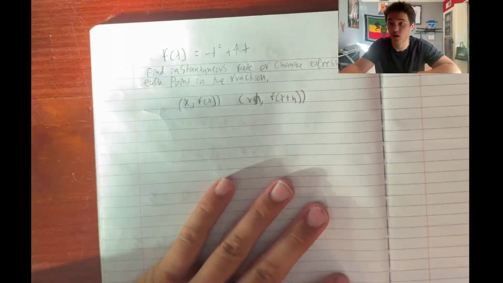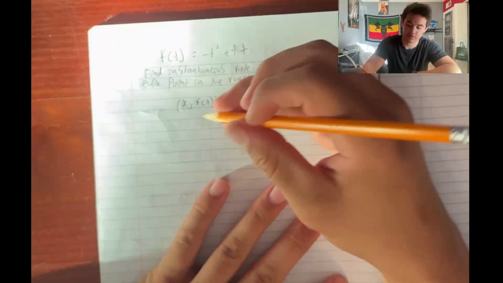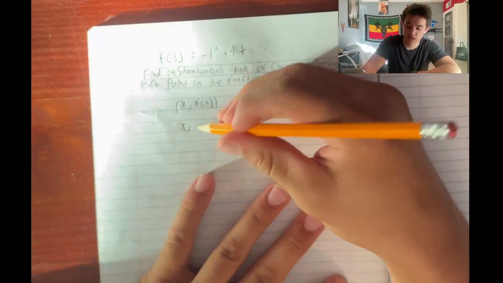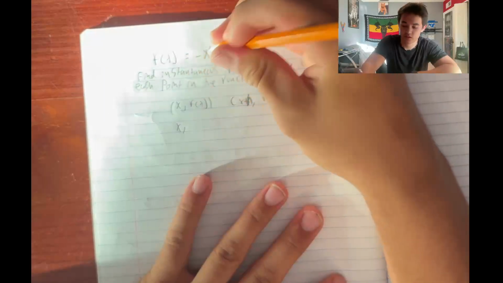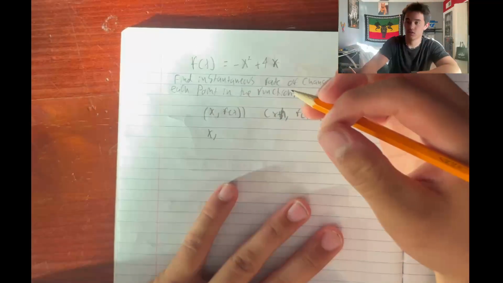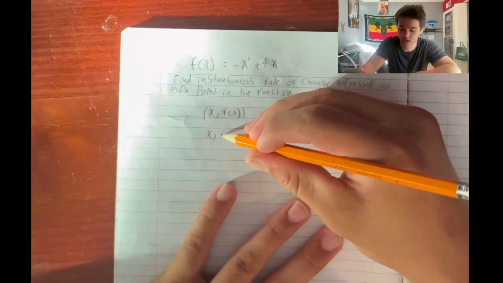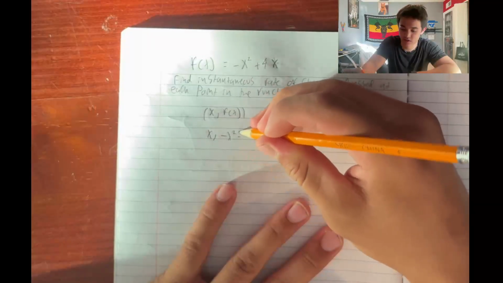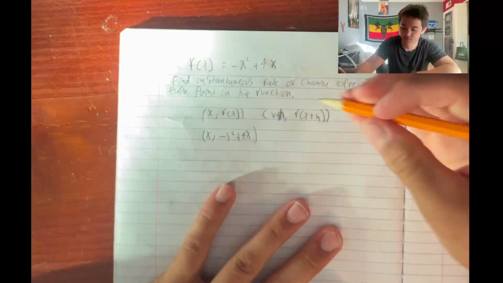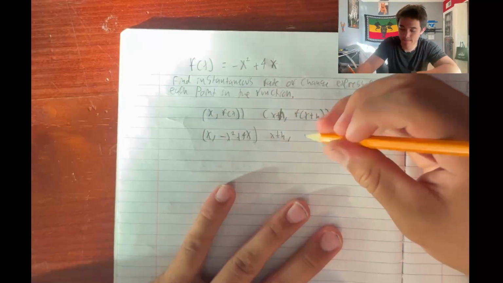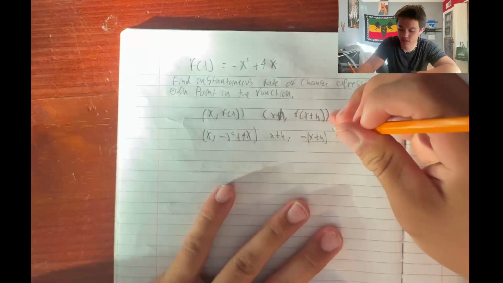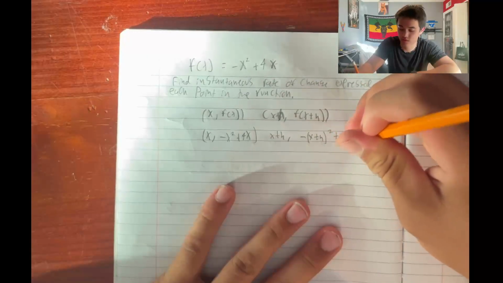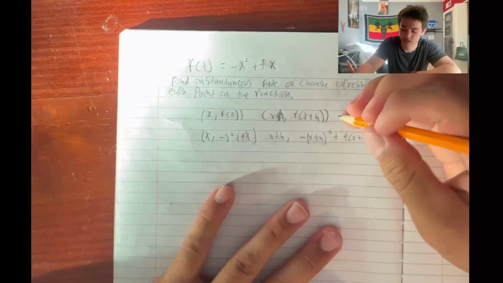So now, all we have to do is plug in the function. For the f of x, I'm just going to change these t's to x's, if that's all right with everyone. So negative x squared plus 4x. So we have x and negative x squared plus 4x, x plus h, and negative x plus h squared plus 4 times x plus h.